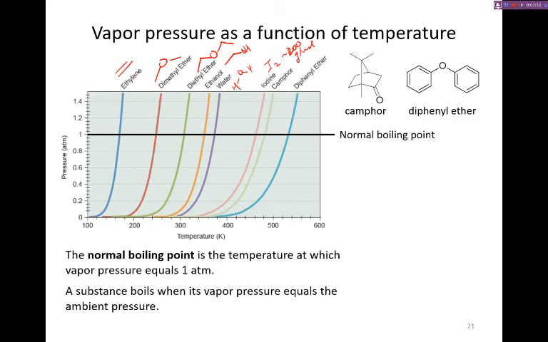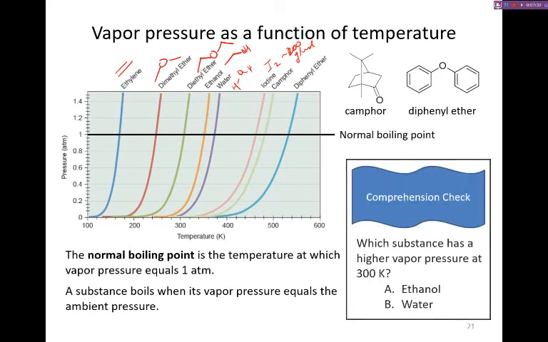By increasing the pressure within the system, it takes a lot more energy to get the water to boil, which means that you can increase the temperature of the water to higher temperatures, and so it cooks the food faster. That's awesome, isn't it? All right, so why don't you try this question? Which substance has higher vapor pressure at 300 Kelvin? Ethanol or water? Pause the video and try this on your own.